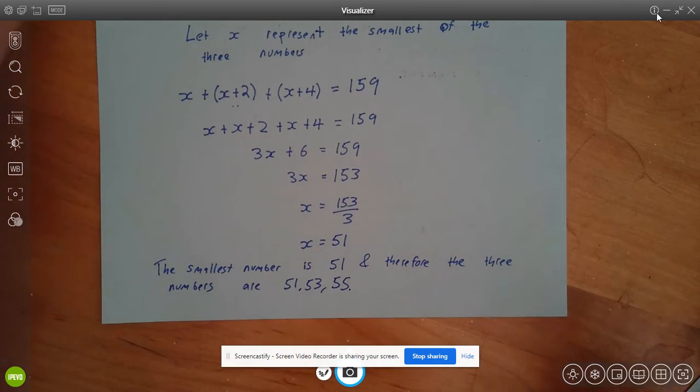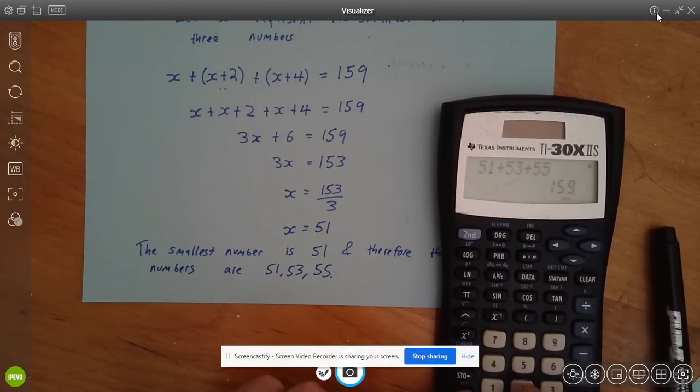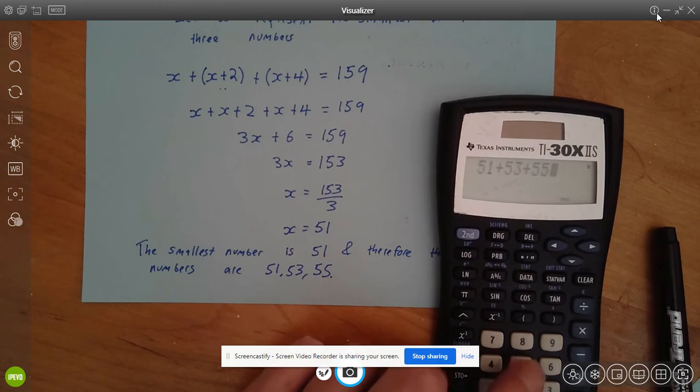And the nice thing about word problems is often it's really easy to check your answers. Does that fit what the question asked? Well, I've got 3 consecutive odd numbers, and do they add up to 159? They do, so I've solved my problem.